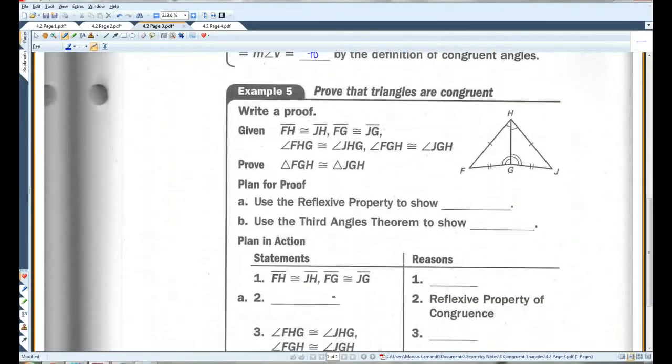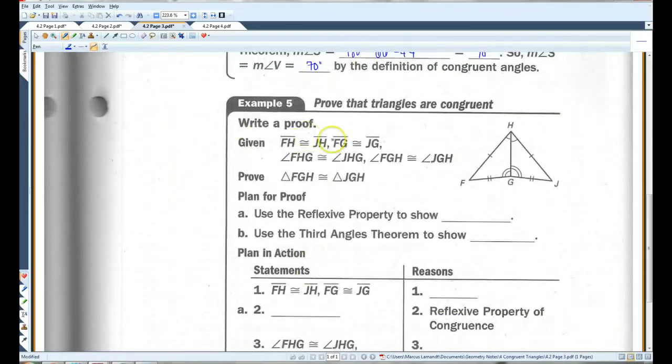Okay, example 5. Prove that triangles are congruent. Okay, we're given in the diagram FH is congruent to JH, FG is congruent to JG, and these angles are congruent, these angles are congruent. We need to prove that the triangles are congruent.